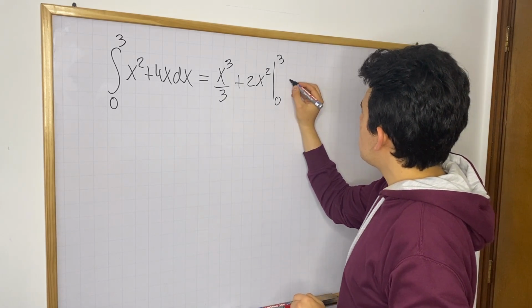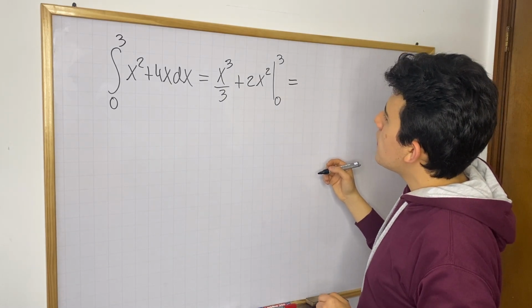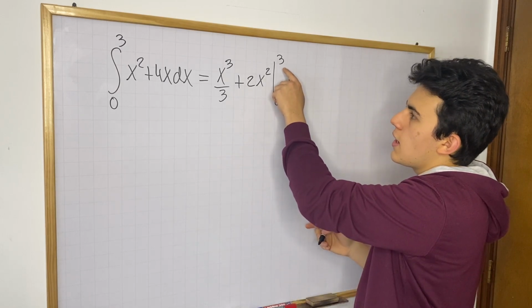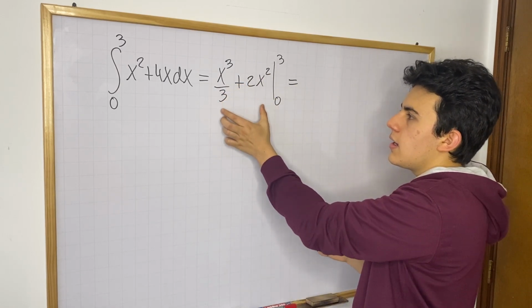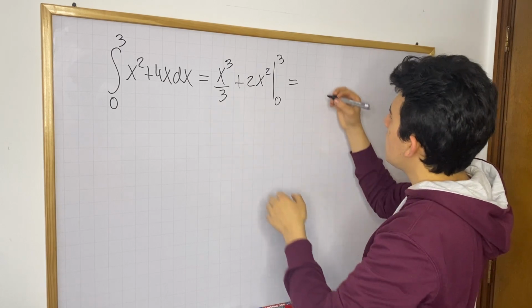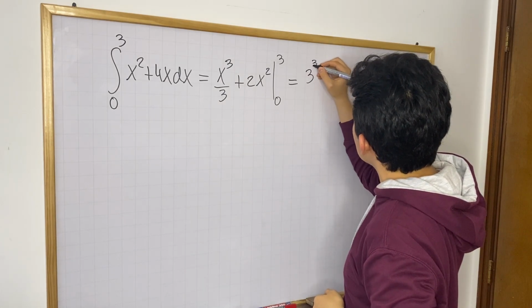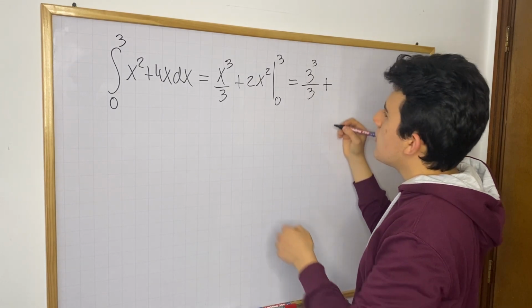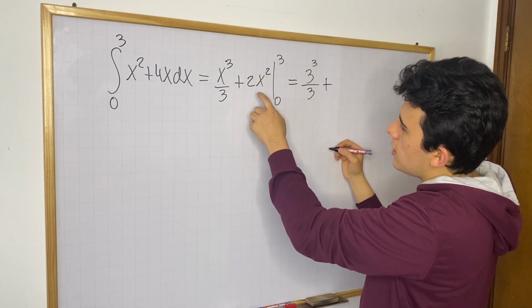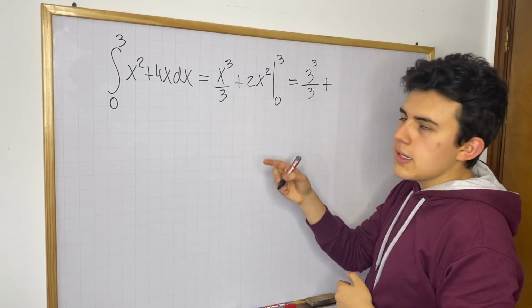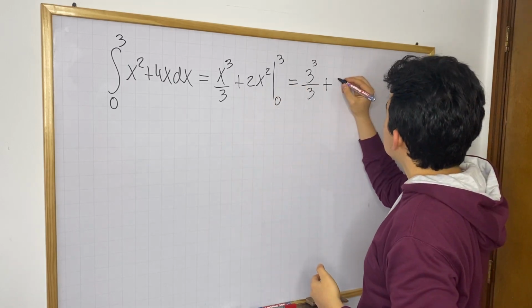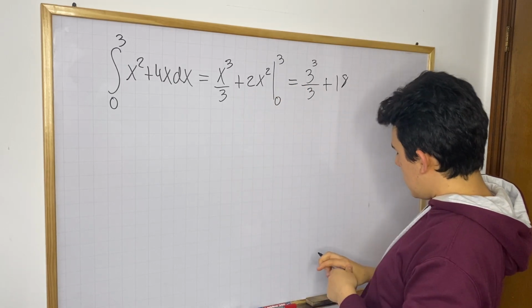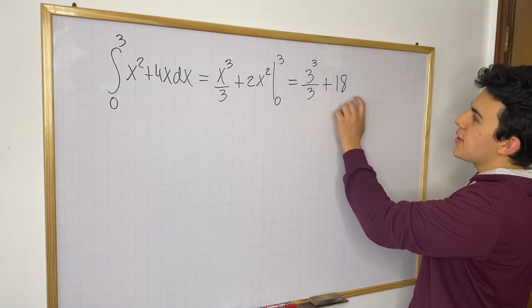So yeah, let's make that computation. We're going to have 3 evaluated in this antiderivative, and I'm going to write the entire thing. So this is going to be 3 to the third power divided by 3 plus 2 times 3 squared. 3 squared is 9, times 2, that's 18. So we have 18. So this is going to be 18.